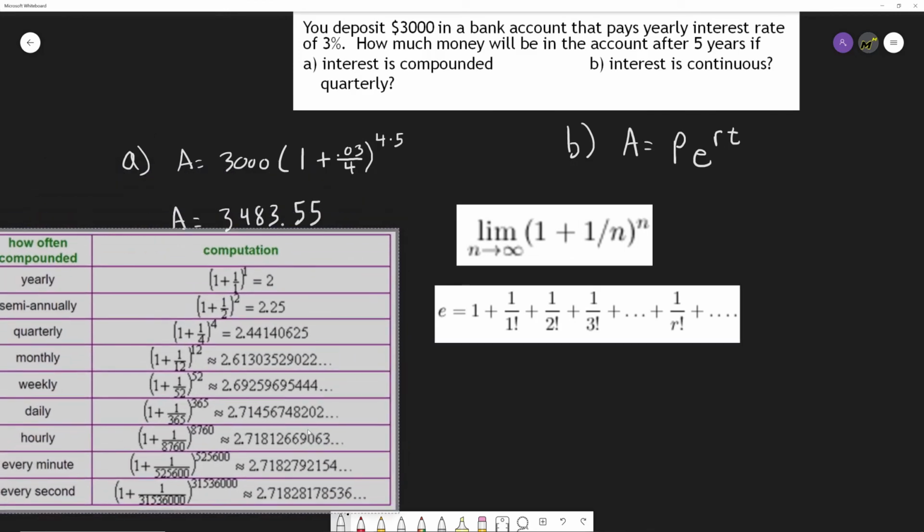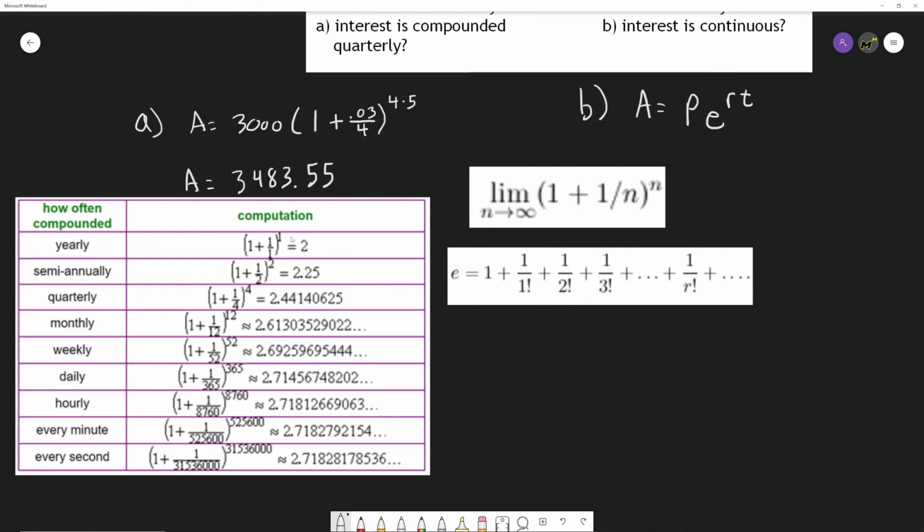If you had this function, yearly, you'd have 1 plus 1 over 1, to the first power, and that equals 2. Semi-annually, we have a 2 up in the power and a 2 underneath in our denominator, and that equals 2.25. Quarterly, that means we have 4 there and 4 there, 2.44. So let's go all the way down to every second. This is how many seconds in a year, and you can see the number gets right around 2.718, and so on and so forth.